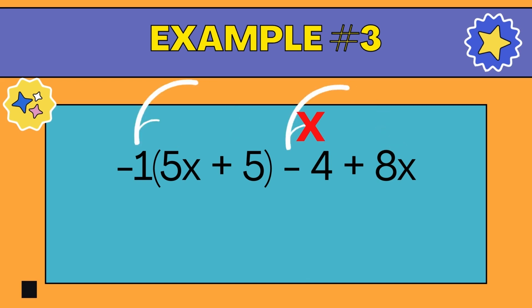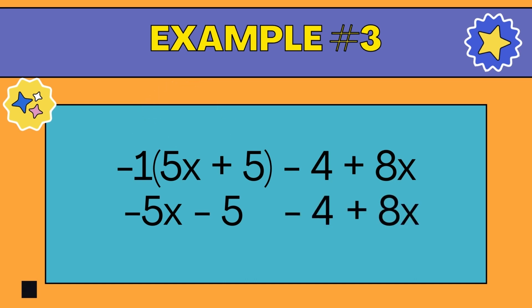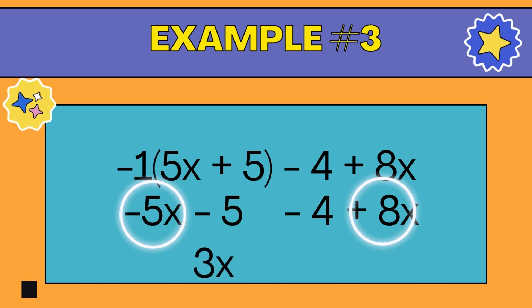So let's go ahead and distribute the negative 1 to what's inside the parentheses. Negative 1 times 5x is negative 5x. Then we distribute negative 1 to the positive 5, and we get negative 5, or minus 5. Then we can just bring down the rest, the minus 4 plus 8x. Our end goal here is still to simplify this expression, so let's find the like terms. Negative 5x and positive 8x. Put those together, and we have positive 3x. We can just write 3x.